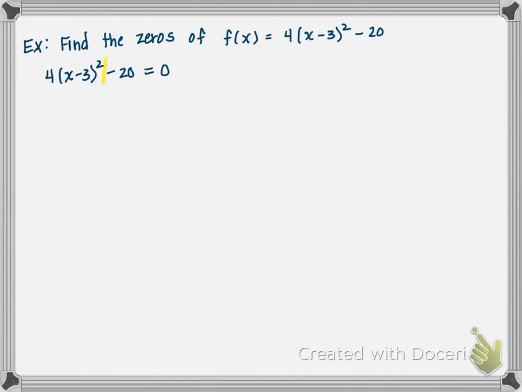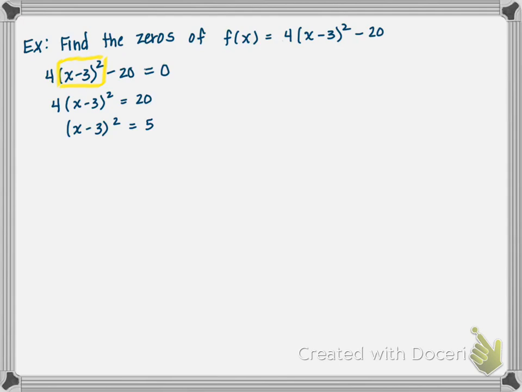In this case, this right here is something raised to the second power. So I have to get rid of all the other stuff on the left side before I take the square root. I have to get that alone. So I'm going to add 20 to both sides, and then divide both sides by 4. Now I have an equation of the form something raised to the second power is equal to a number.